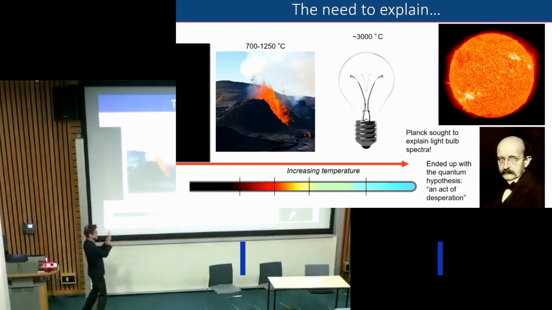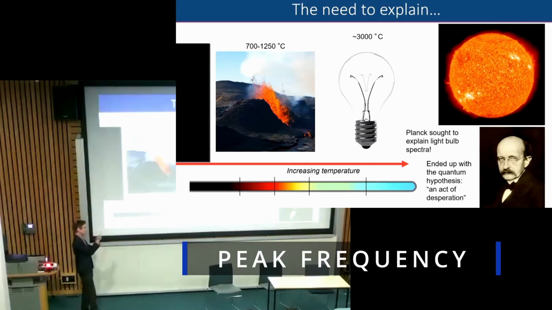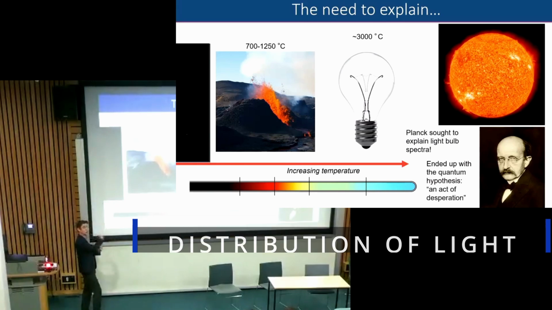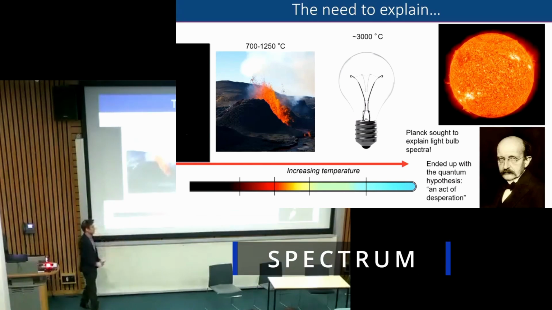And it wasn't just the peak frequency that's trying to be found, it was actually the distribution of frequencies and wavelengths that are being given off by an object. And these objects are giving off a whole range, a whole spectrum of EM radiation. So again, I'll try and show you an example in a moment.